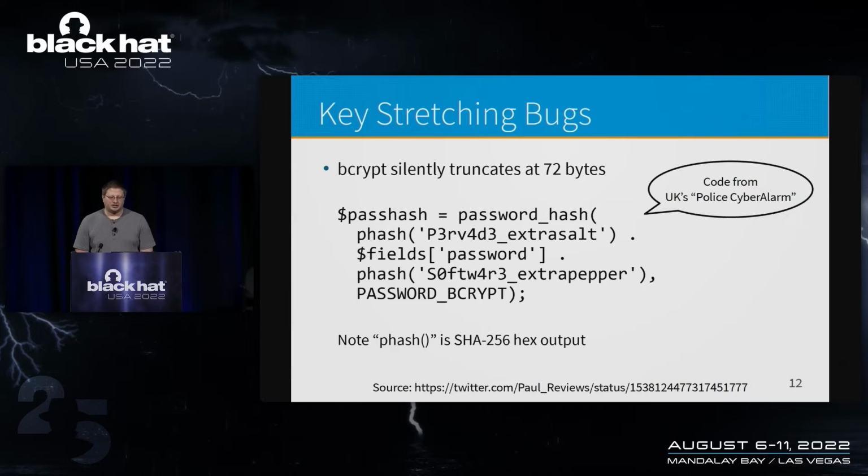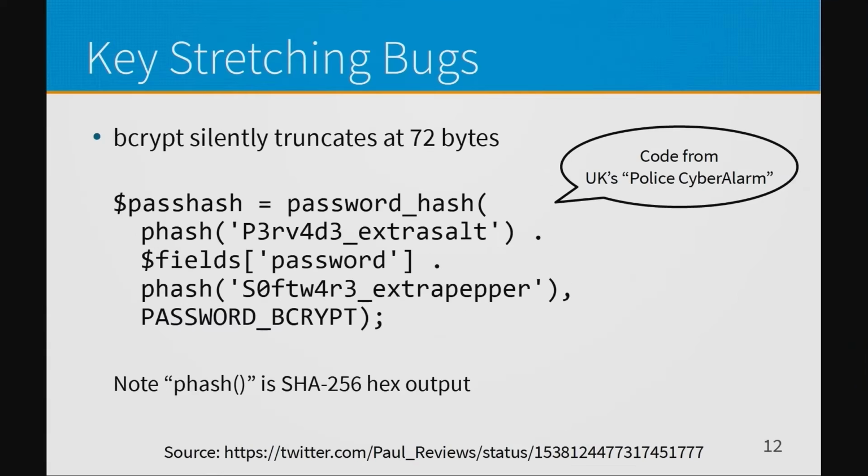So key stretching bugs. bcrypt silently truncates to 72 bytes. And so this is code from the UK government's Police Cyber Alarm. I don't actually know what that is, but Paul Moore on Twitter tweeted about this. So basically, phash, that is 64 bytes. So it leaves only 8 bytes for your password.